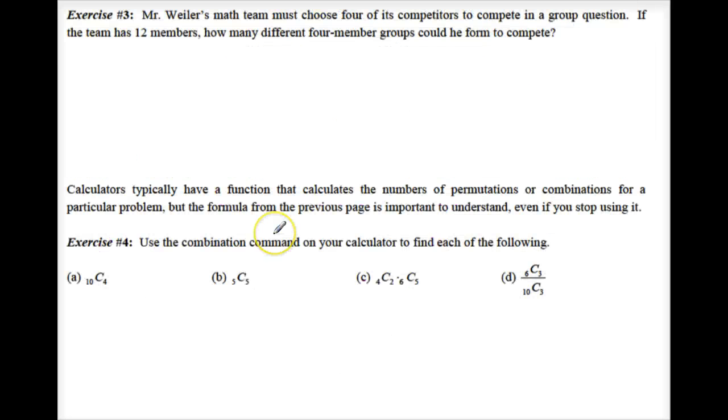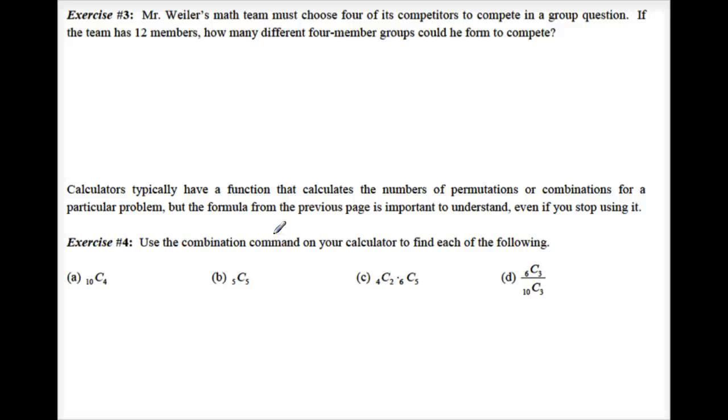Okay, let's let that sink in before we move on to question 3. Again, I want you to make sure you pause the video and process this. Now, Mr. Wheeler's math team must choose 4 of his competitors to compete in a group question. If the team has 12 members, how many different 4-member groups could they form?